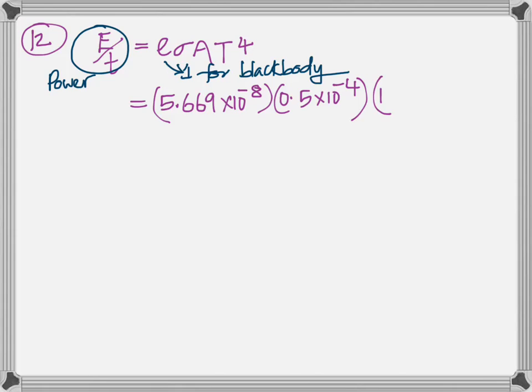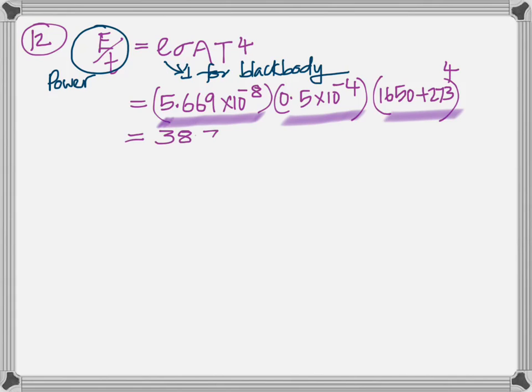Area is in centimeters squared. Did you notice? How do you change into meter squared? Divide by 100 by 100. Yeah, 100 by 100. So that's why it's 10 to the negative 4. And I'm changing it into Kelvin by adding 273 and raised to 4. Isn't it? And you should get 38.76. Anybody got it?